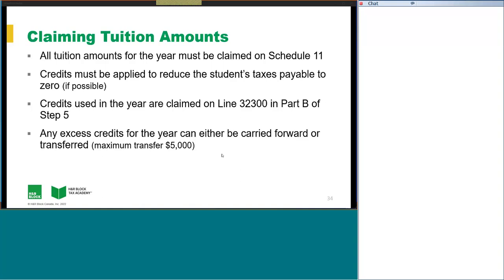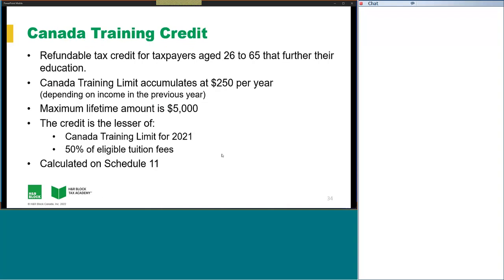And there's one more thing which we didn't cover last class that I want to talk about, which is the Canada Training Credit. This is fairly new. A lot of people don't know about it yet. It's been there for a couple of years now, but it's not common enough that people have understood how it's going to affect them. So this is a new refundable tax credit for taxpayers between the ages of 26 and 65 if they are going to school. So if they're going to school in Canada is important. You do not get a refundable training credit for foreign school.